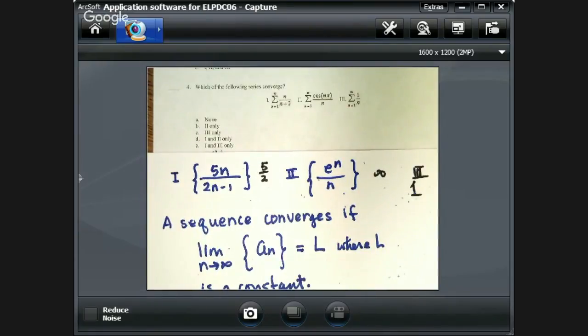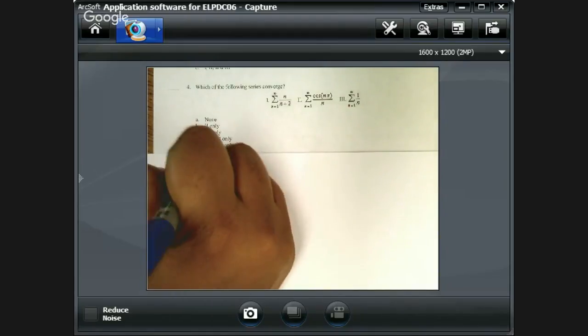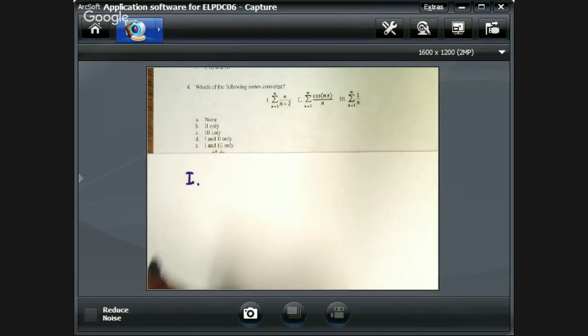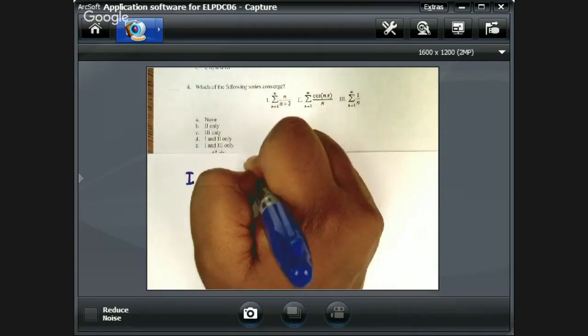In number 4, it wants to know which of the following series converge, right? So I have in Roman numeral 1, n over n plus 2, and Roman numeral 2, cosine of n pi over n, and in Roman numeral 3, the nth term is 1 over n. Well, I know, in Roman numeral 1, let's just quickly look at the limit as n goes to infinity of the nth term.